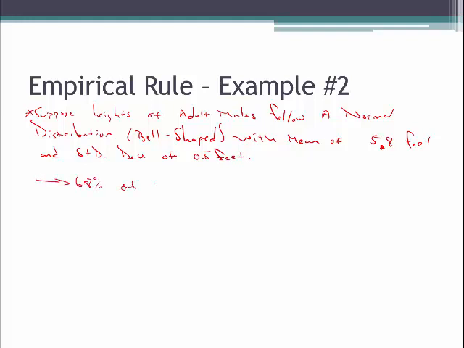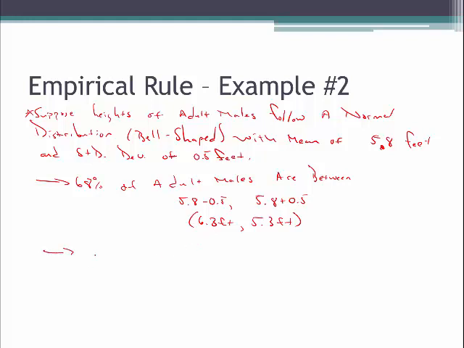All right, what we would then say, or be able to say, is 68% of adult males are between, you could take 5.8 and subtract 0.5 feet, and you would take 5.8 and you would add 0.5 feet. Okay, if you were to do that, you would get 6.3 feet, and you would get 5.3 feet.